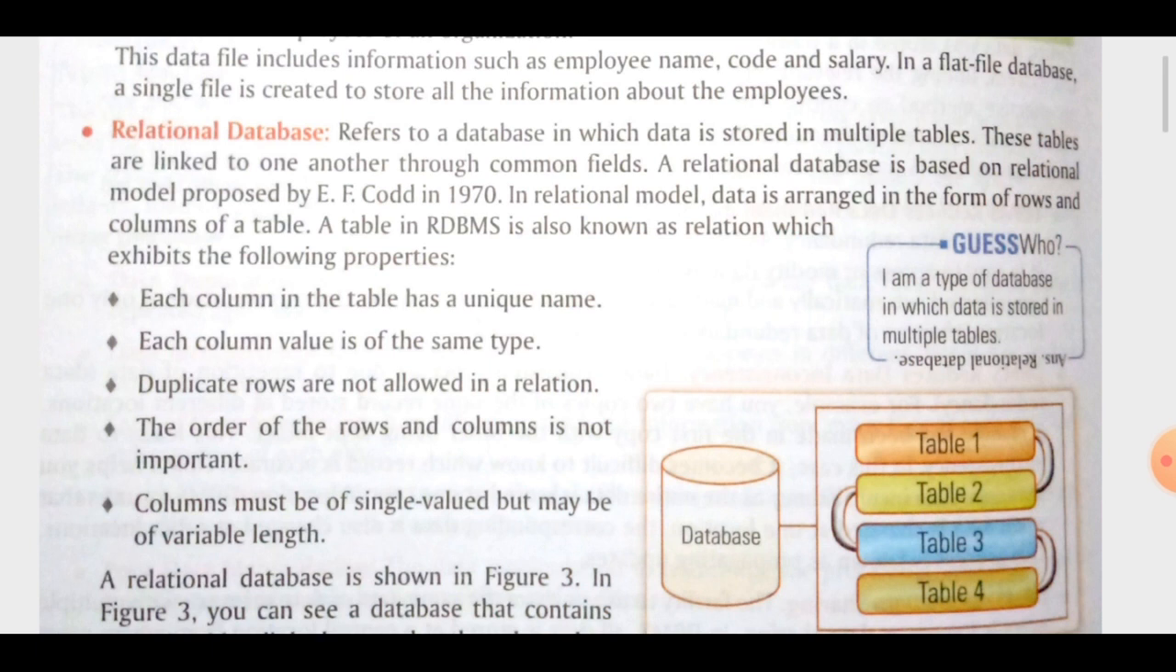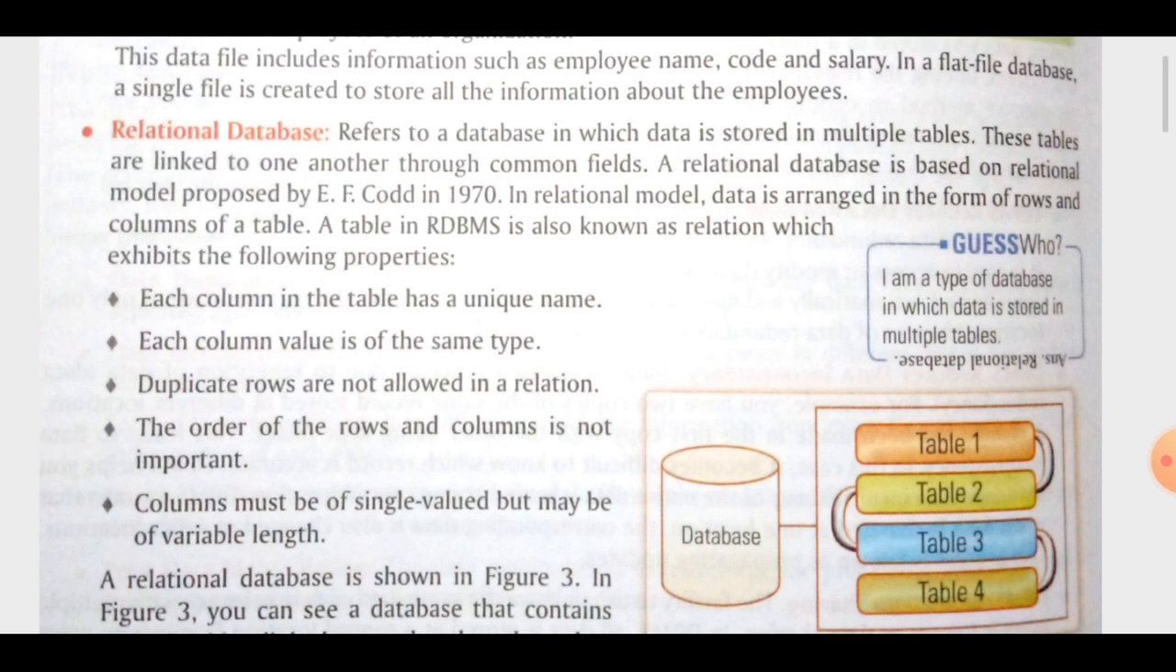So the relational database came into existence, or this model was proposed by E.F. Codd. E.F. Codd is a scientist who gave the name relational database in the 1970s. And a table in an RDBMS is known as a relation, and as I had told you earlier, in the relational database management system we can create more than one table and we can link the tables with each other also.